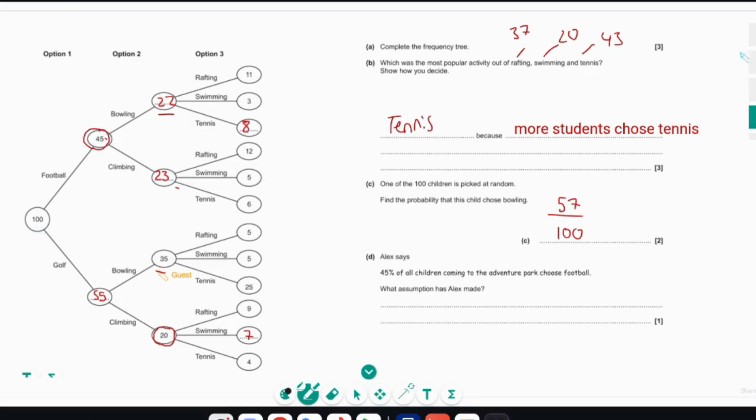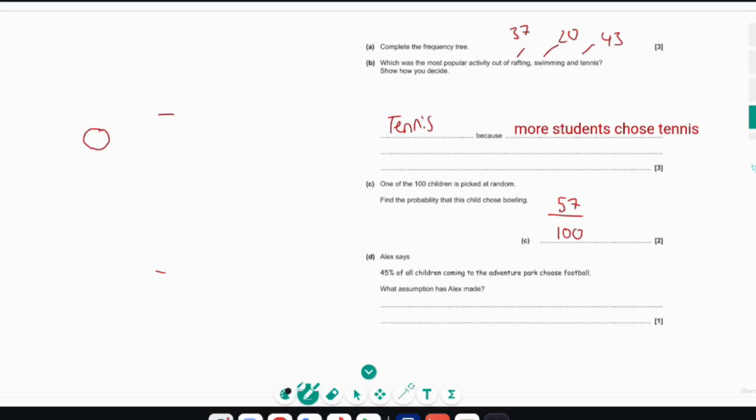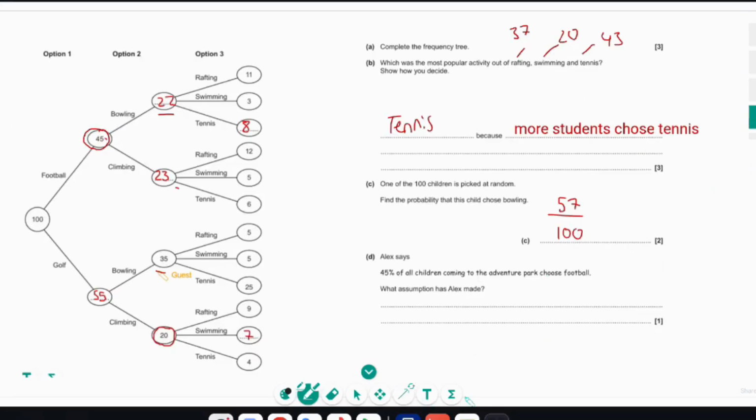Let me just go back to the question though. At an adventure park, all children participate in 3 activities, choosing exactly one activity from each of the 3 options. On a Monday morning, 100 people. So it's just on the Monday. So what are we assuming here? That these 100 children are representative of all children who attend the park, the ones who visited on the Monday morning.